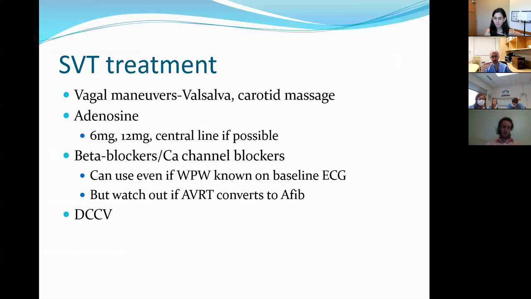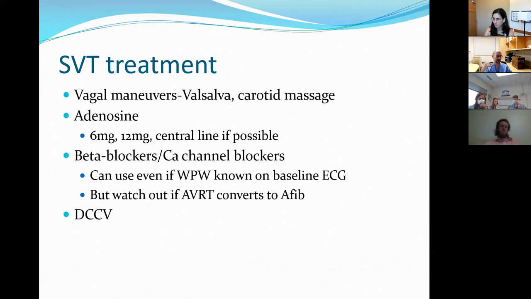You can have someone blow into a syringe, we do sometimes. Carotid massage is the other thing you can do. So a firm massage, 5 to 10 seconds on one side or the other side. Don't do both at the same time. You can listen for bruits first if you want to do this. But again, if you're going to be doing Valsalva or carotid, if you have the ability to have the person on telemetry or a 12 lead, that would be good also.